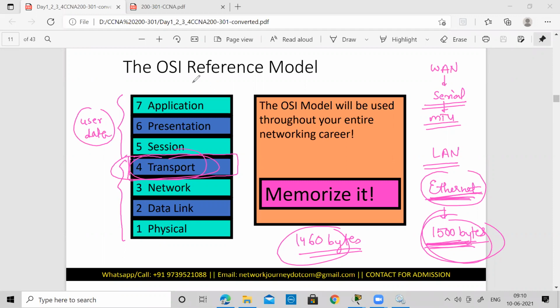Because if there are tens of thousands of applications the user is starting on their system, how does one differentiate the different applications? How will you, me, or that particular system differentiate these different applications? They are differentiated with the help of port numbers. So when you start one application, you are given some port number.